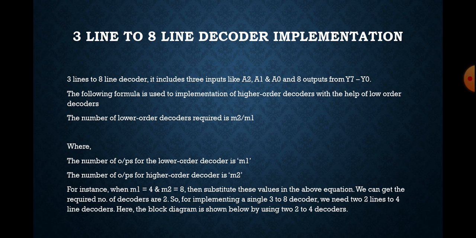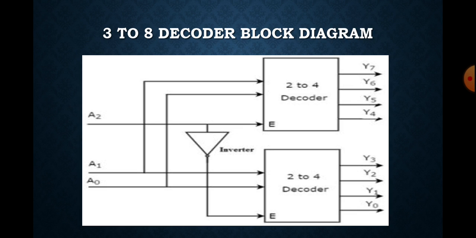So for implementing a single 3 to 8 decoder, we need two 2 to 4 line decoders. Here the block diagram is shown below. We build the 3 to 8 line decoder by using 2 to 4 decoders. The parallel inputs A2, A1 and A0 are given to the 3 to 8 line decoder. Here the complement of A3 is given to the enable pin of the decoder to obtain the outputs Y7 to Y0. These outputs are the lower 8 bits.